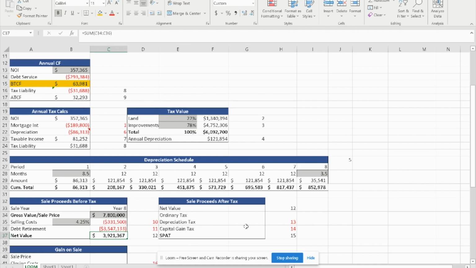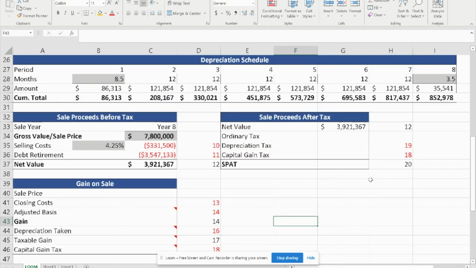The sales proceeds after tax is going to be asking us for the net value, which we've already calculated. There's no ordinary tax. The depreciation tax is what we're paying for tax. Calculate your net value, and you bring your net value over here to the sales proceeds after tax.